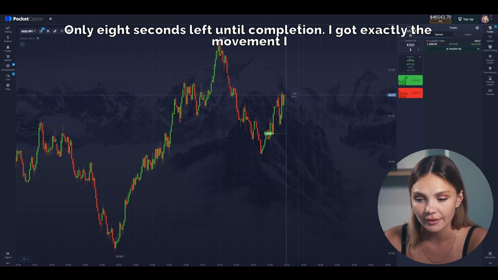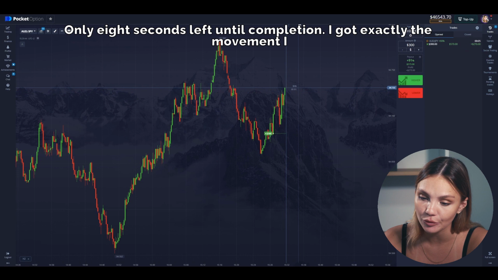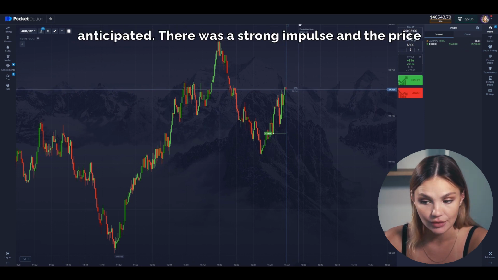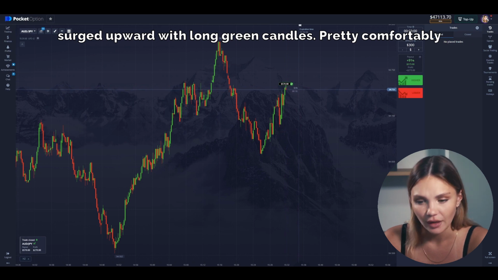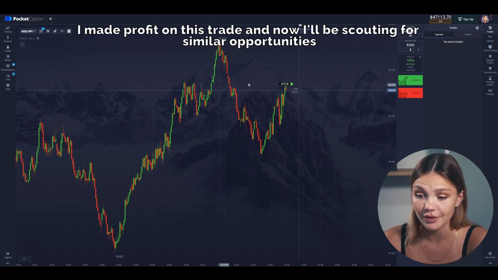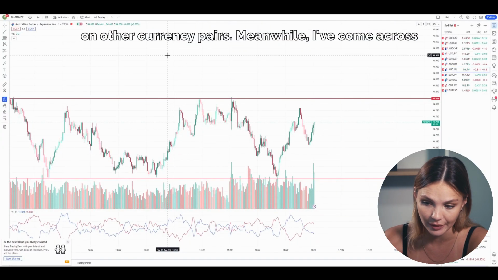Only 8 seconds left until completion. I got exactly the movement I anticipated. There was a strong impulse and the price surged upward with long green candles. Pretty comfortably, I made profit on this trade, and now I'll be scouting for similar opportunities on other currency pairs.